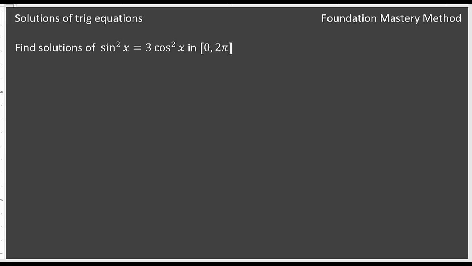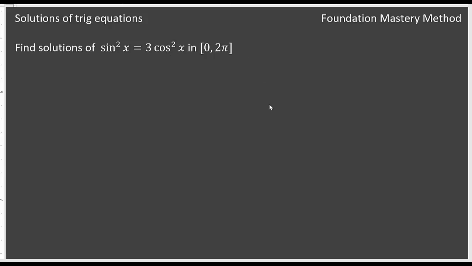Okay, in this problem we have sin squared x equals 3 cosine squared x. We need to find solutions in the interval 0 to 2 pi. That means one complete rotation. So I'll show you two different ways to solve this problem. First, let us write it in terms of sin x or in terms of cosine x. I will do it in terms of sin x.